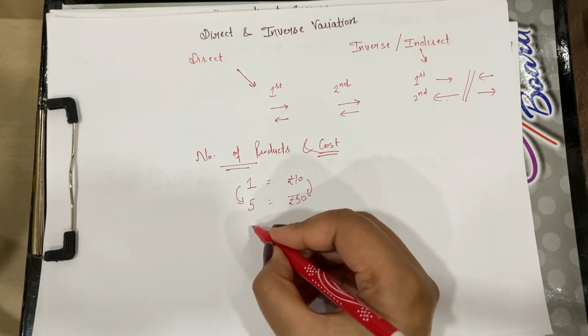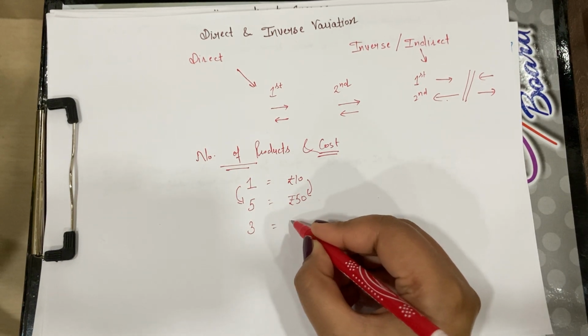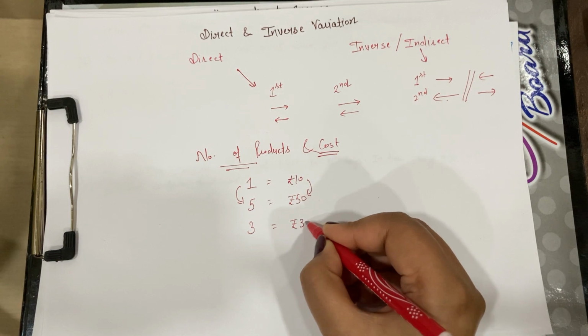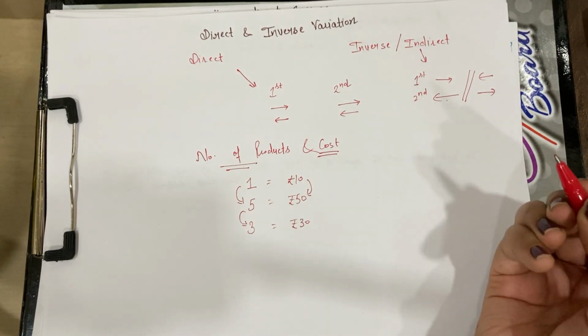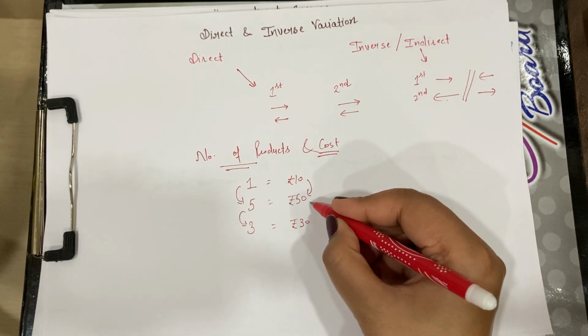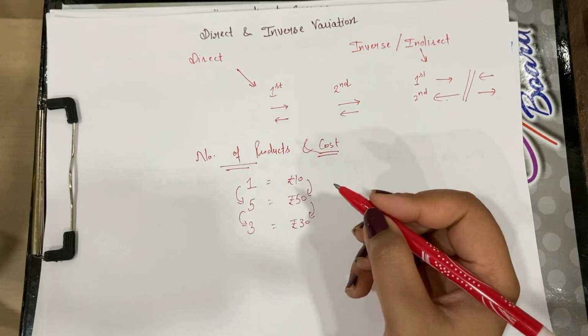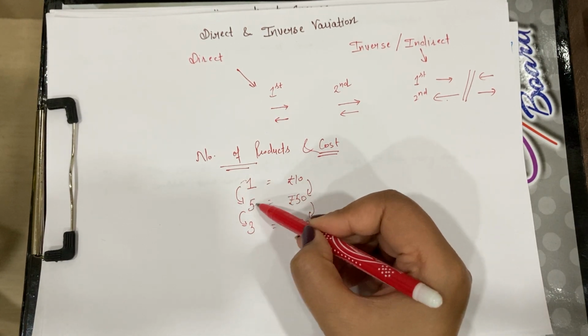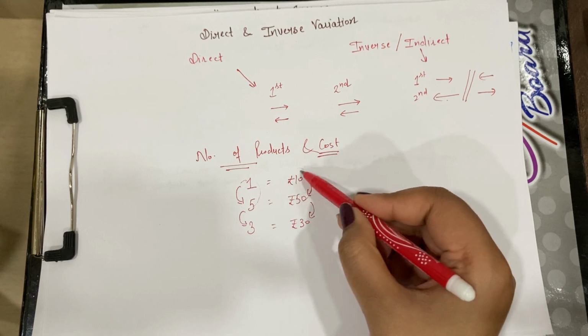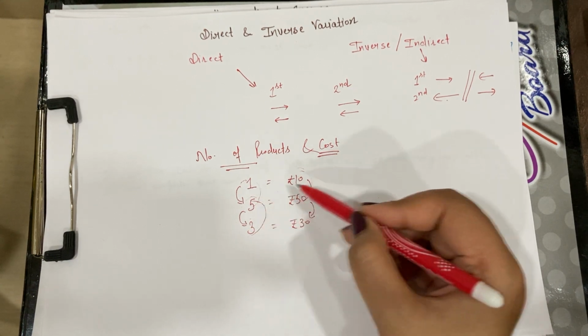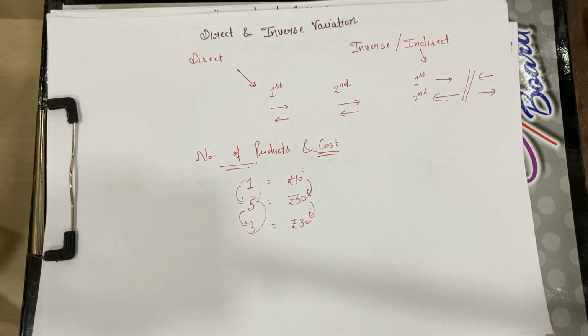Now, if I ask what is the cost of 3 pens, you will say it will be 30. See, number of articles or products are decreasing, then cost is also decreasing. They are showing the same behavior. When one variable is increasing, the other is also increasing. When one variable is decreasing, the other is also decreasing. These kinds of examples are examples of direct variations.